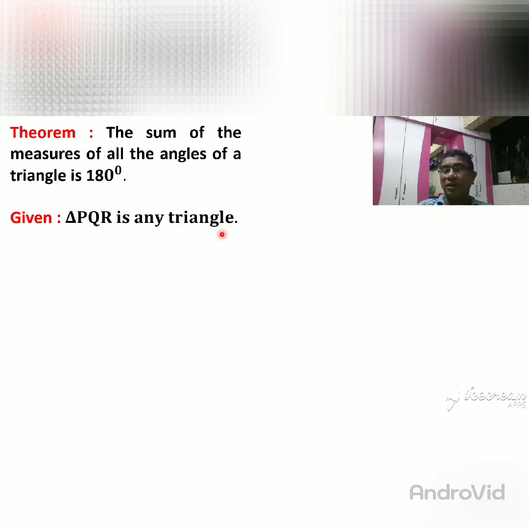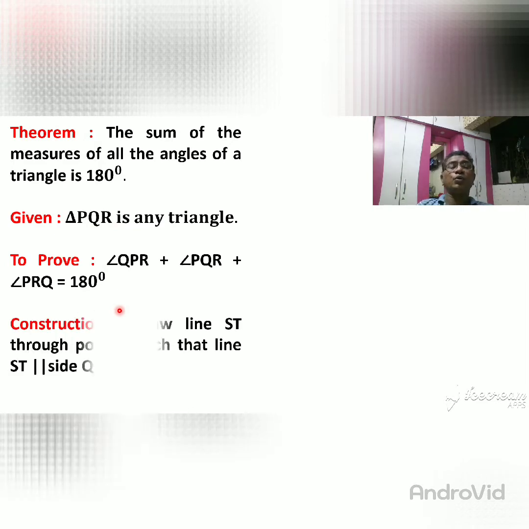So I write here given. Then what do you want to prove? You want to prove that the sum of the angles of a triangle is 180. A triangle has how many angles? 3 angles. So the sum of these 3 angles is 180 degrees, and that you want to prove. That is written in TP. The names depend upon which triangle you take. Here I considered PQR, so angle Q plus angle P plus angle R is equal to 180 degrees. Okay, so this is what you want to prove.